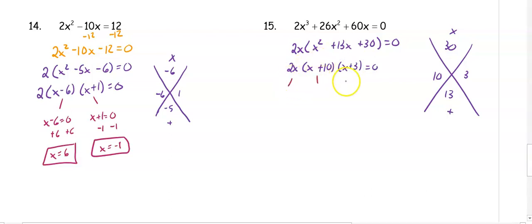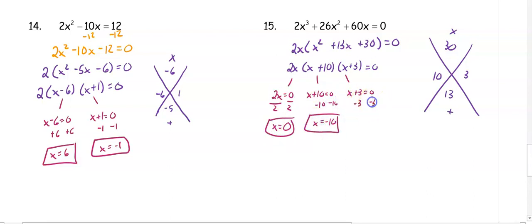Each part with an x is going to get set equal to 0. So 2x equals 0, x plus 10 equals 0, and x plus 3 equals 0. So in the first one, we divide by 2, x equals 0. We can subtract 10, so x equals negative 10. And we can subtract 3, so x equals negative 3.